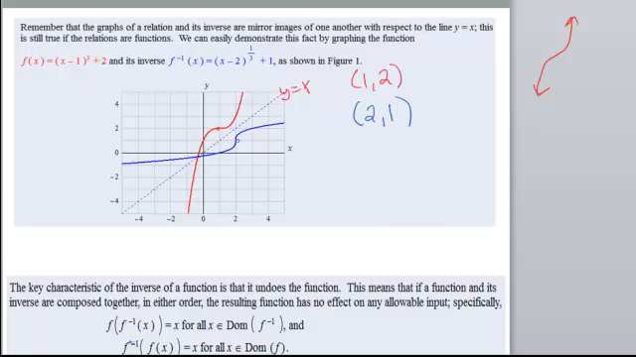The key characteristic of the inverse of a function is that it undoes the function. This means that if a function and its inverse are composed together in either order, the resulting function has no effect on any allowable input. What that means is, if you want to compose a function and its inverse, you're going to simply get x. And the opposite is also true. If you compose the inverse with the function, you will still get x.